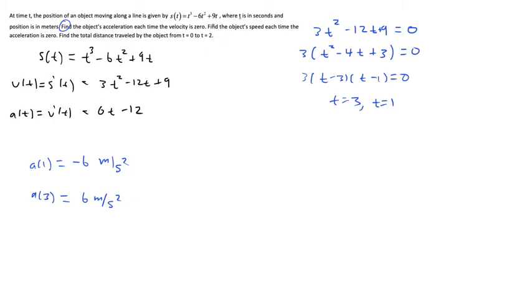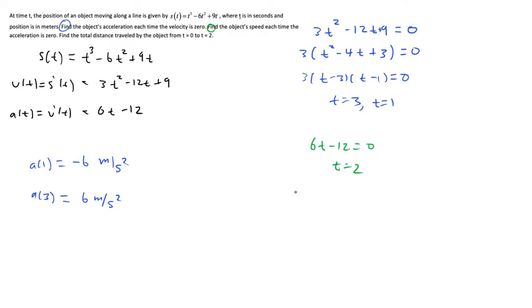Okay. We want to find the object's speed each time the acceleration is 0. Here's acceleration, so we're going to set that equation equal to 0, and we get t equals 2. So what does that mean? At 2 seconds, the acceleration is 0, which means it's not speeding up or slowing down. But we want to find the speed when the acceleration is 0. That's the absolute value of velocity, right?